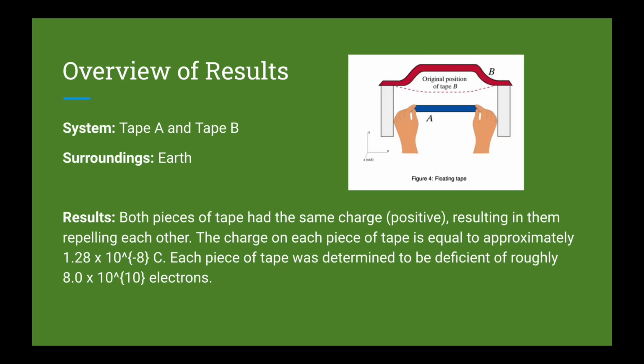Overview of results. The system in this experiment was tape A and tape B, and the surroundings was the Earth. We can see the experiment setup on the right of the screen. Results. Both pieces of tape had the same charge, positive, resulting in them repelling each other. The charge on each piece of tape is equal to approximately 1.28 times 10 to the negative 8 coulombs, and each piece of tape was determined to be deficient of roughly 8 times 10 to the 10 electrons.